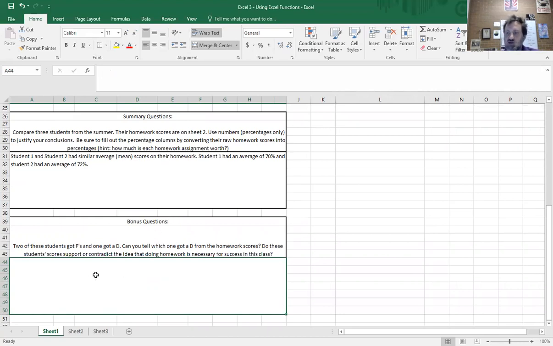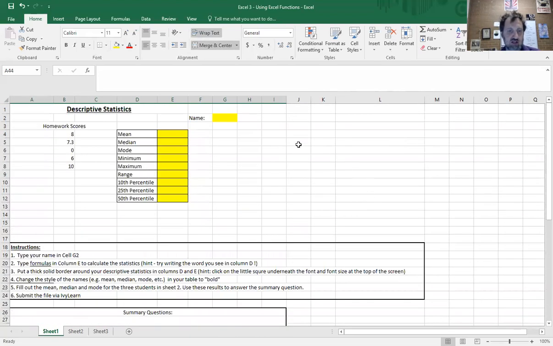Turns out that these students actually were not very successful this summer. 2 of them got Fs and 1 of them got a D. And my question is, could you predict which one got a D from the homework score? And do these students' scores support or contradict the idea that doing homework is necessary for success in the class? So that's optional. You don't have to do it if you don't want, but if you do it, I'll give you up to 5 points of extra credit on this Excel assignment.